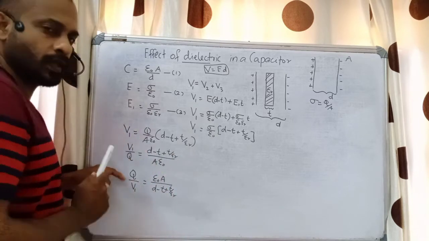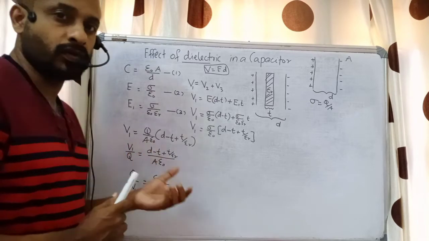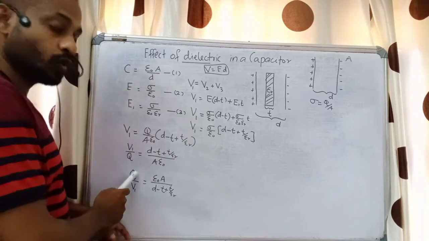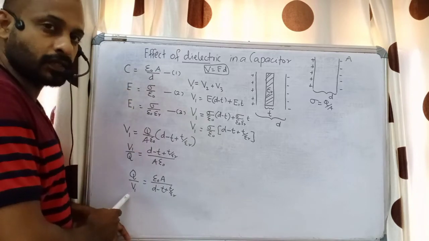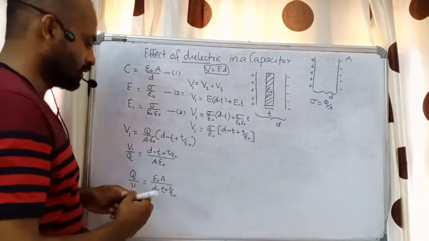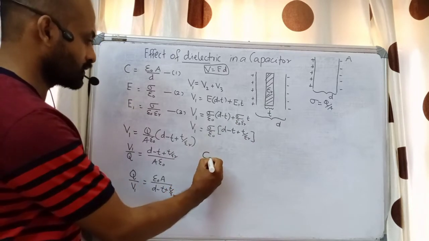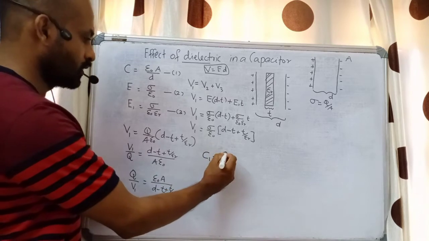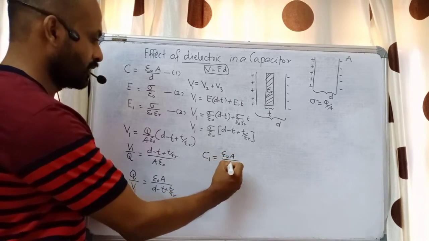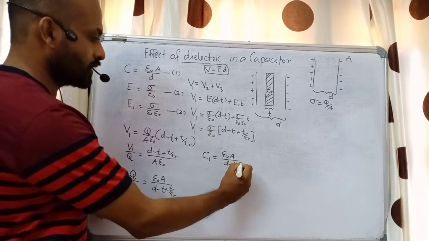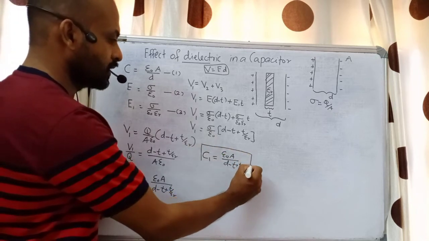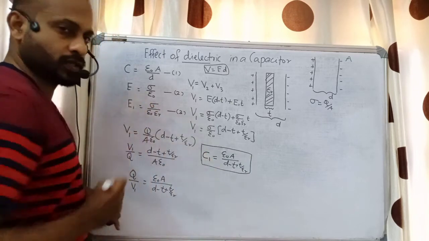What is Q by V? Q by V1. We know Q by V, charge by potential, is called a capacitance. Now it is Q by V1. So this is the new capacitance after inserting the dielectric. I can give another symbol. Capacitance C1 is equal to Q by V1 is equal to epsilon 0 A by D minus T plus T by epsilon R. This is the equation for the new capacitance after inserting the dielectric.